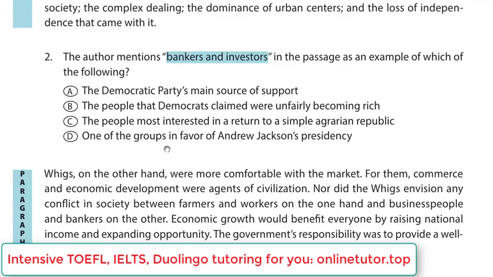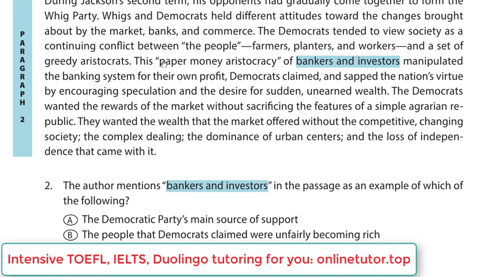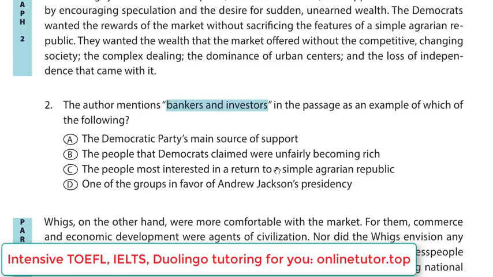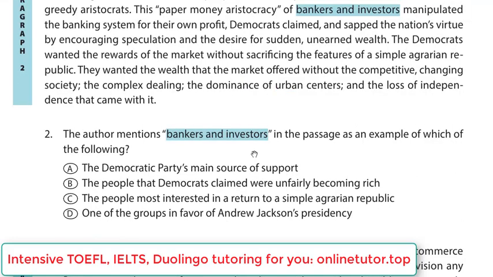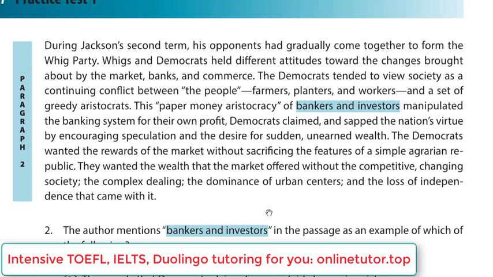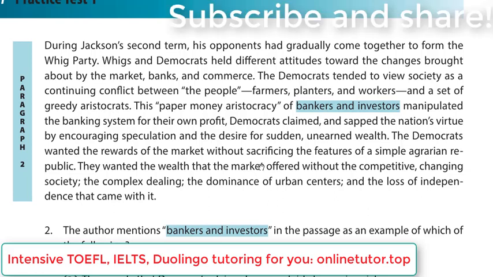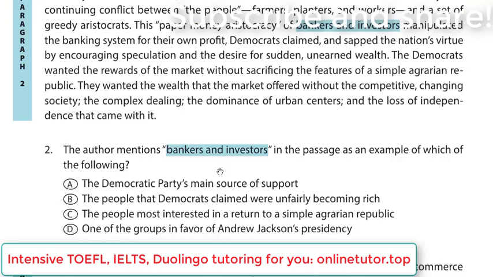Just a moment. I like variant B much more because it's clearly stated that Democrats claimed that those guys manipulated the system for their profit. You see? But here, I'm sorry, groups that favor, we don't have contradicting things about it here. So Jackson was not of the Democrats. He was a Whig. But about Whigs, nothing is written here. So we cannot surmise that bankers and investors were one of the groups in favor of his presidency because it's not written about it. Nothing contradicting, but nothing supporting. And the people that Democrats claimed were becoming rich, it's clearly stated here. So I would choose variant B.